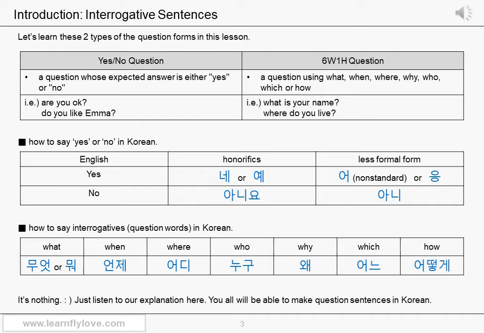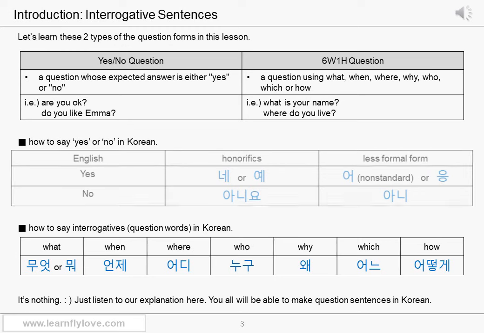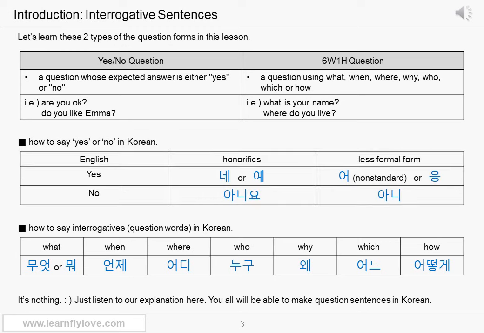Then, how do we say yes or no in Korean? Let's see honorifics first. Yes, 네, 네, or 예, 예. What's the difference between the two? No difference actually, but some might say 예 sounds slightly more polite than 네, just slightly. No, 아니요, 아니요. How about last form? We are not learning last form yet, but just to compare.